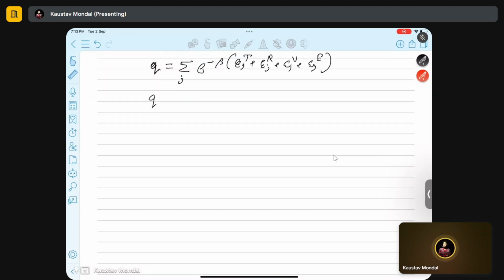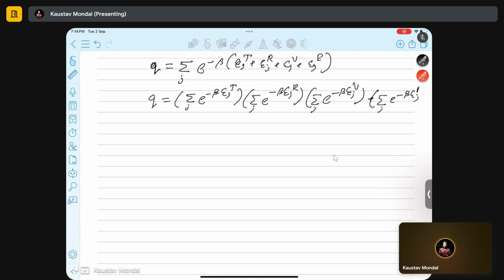Now from here we can write Q as summation over J e to the power minus beta EJ translational, into summation over J e to the power minus beta EJ rotational, into summation over J e to the power minus beta EJ vibrational, into summation over J e to the power minus beta EJ electronic. So these are basically the four contributions that contribute to the molecular partition function of the system.